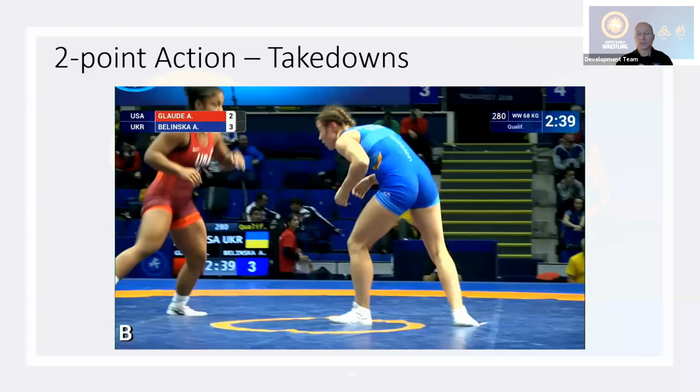All right, so the next thing we're going to look at are the 2-point actions. In this case, the first one we're going to look at here is a takedown. So this is going to refer back to one of our earlier terms that we looked at, which is our points of contact.